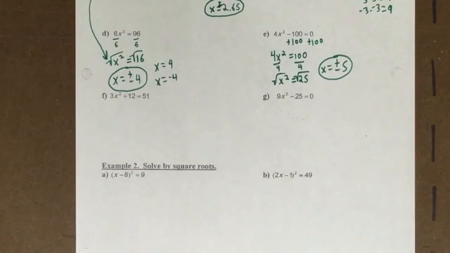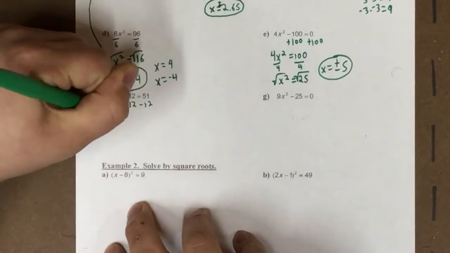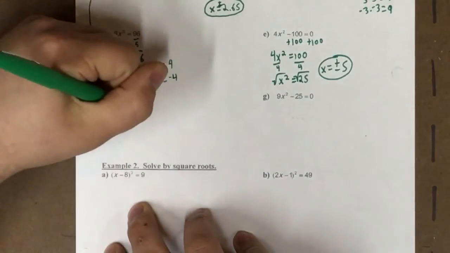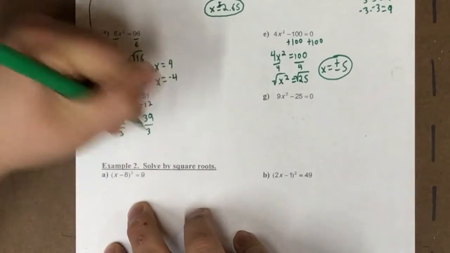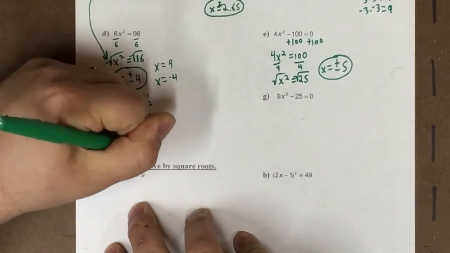Hopefully from here, I have the rest of the paper in focus. I do. Okay, perfect. So, moving on to these problems, a couple of these are going to be more multi-step. This next one, I'm going to start by solving the same way. Subtract 12. 3x squared is equal to 39. Divide by 3, divide by 3. So I'm going to get x squared is equal to 13.